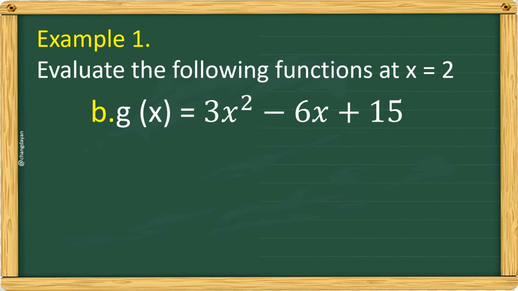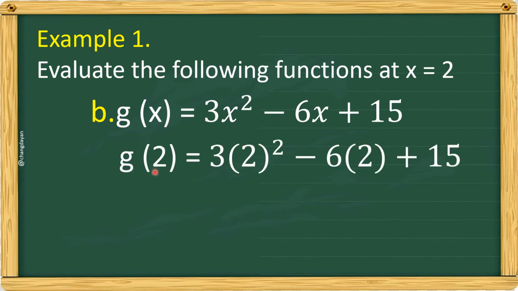For letter B, you have here g of x equals 3x squared minus 6x plus 15. We change first our x as 2. So we have g of 2 equals 3 times 2 squared minus 6 times 2 plus 15. As you see, we substitute 2 to our x. So we have here 2, 2 here, and another 2 here. We substitute this to your x in our given function.